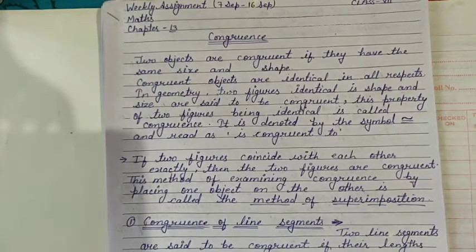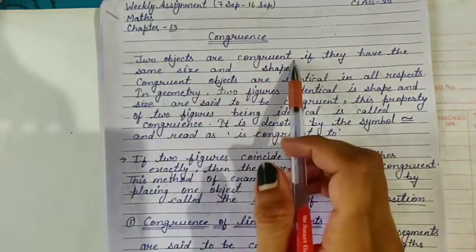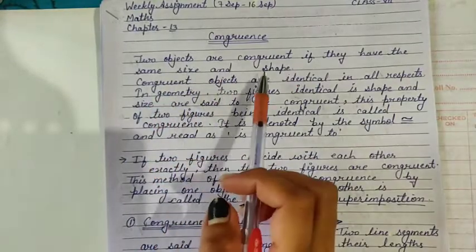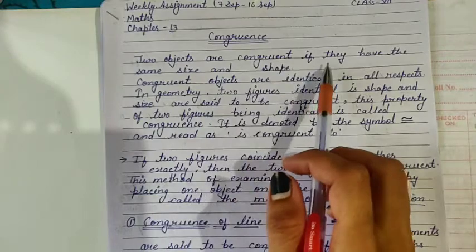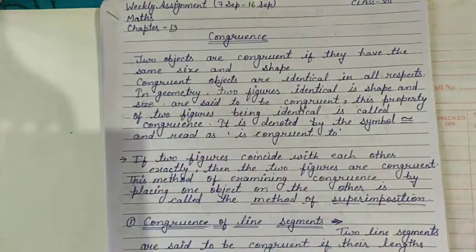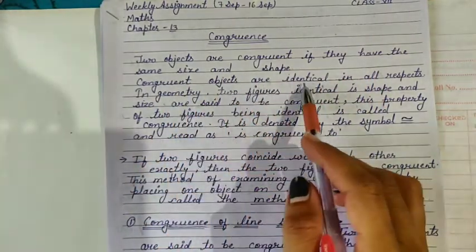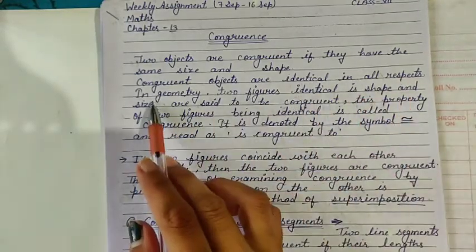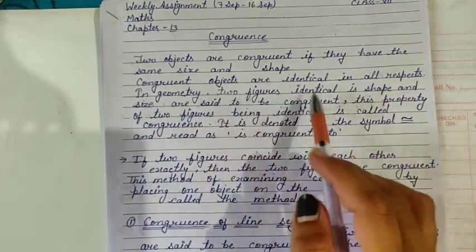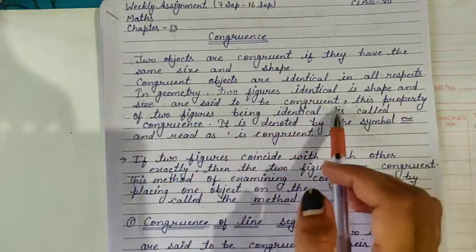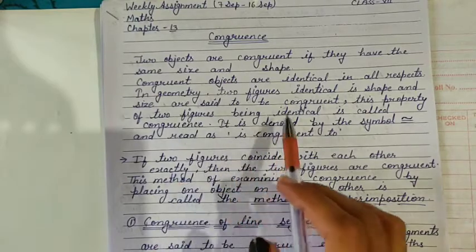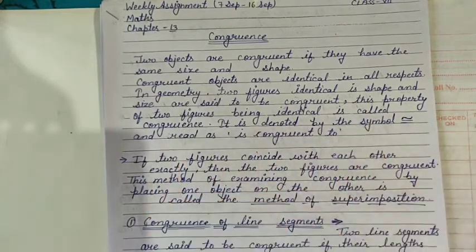Hello students, today I am going to start your new chapter number 30, that is congruence. Two objects are congruent if they have the same size and shape. Congruent objects are identical in all respects in geometry. Two figures identical in shape and size are said to be congruent. This property of two figures being identical is called congruence.